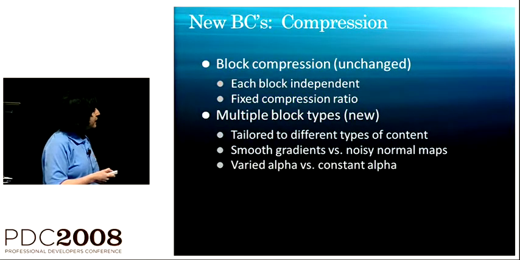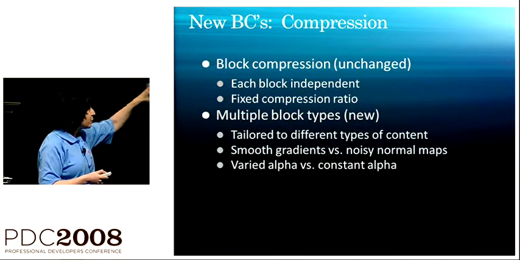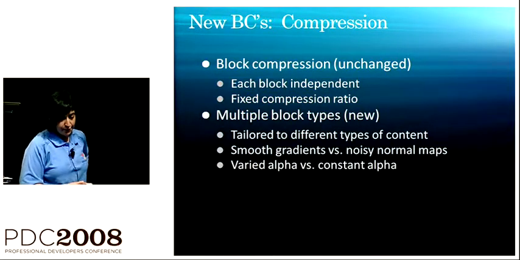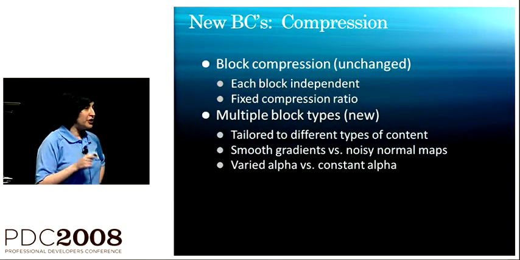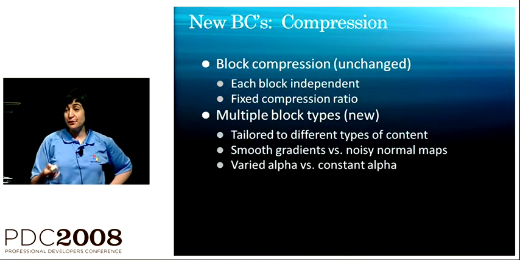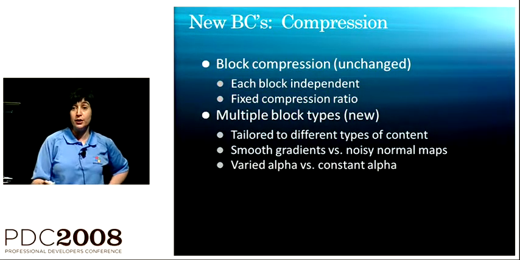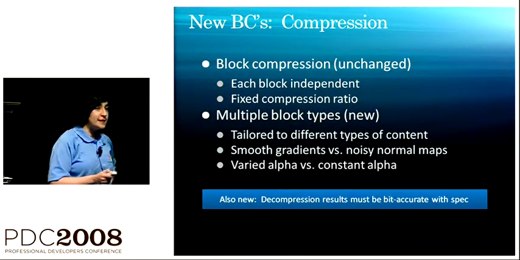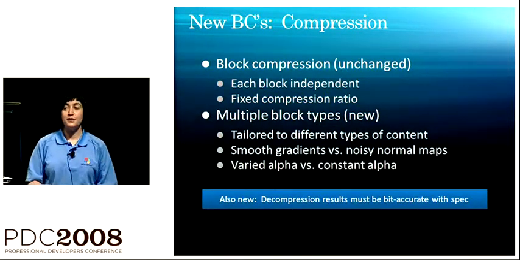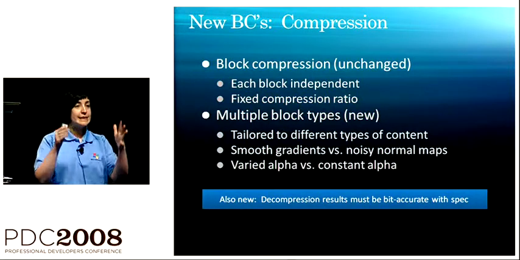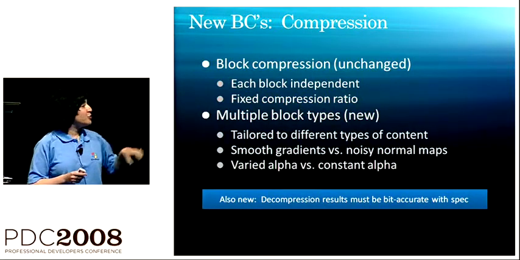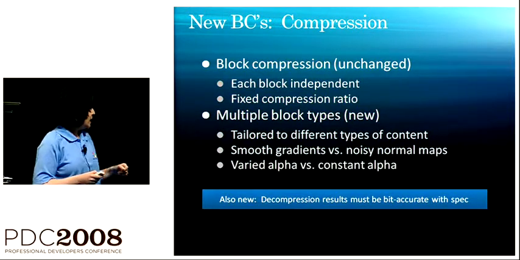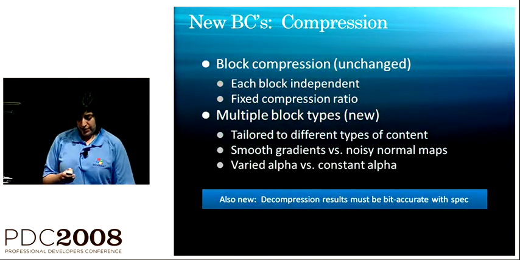We also represent, I should say, that this new compression scheme takes into account varied alpha versus constant alpha. So basically, we're just doing a better job of compressing different types of content because we're adding more complexity into that compression and decompression. Another big difference, and again, this gets back to this philosophy of we really want consistency, is the decompression results must be bit accurate with the spec. So this is something new, and people are very, very happy about this.